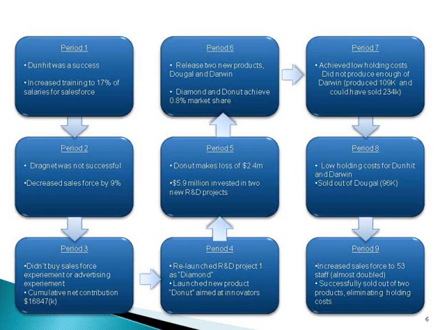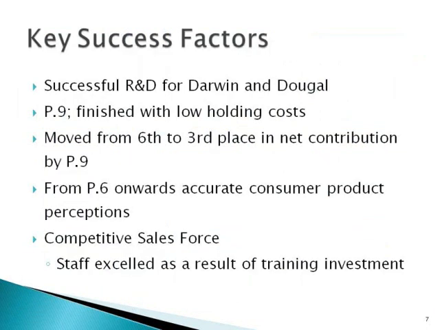In period 9, we increased sales force to 53, almost double the previous figure. We successfully sold out of 2 products, Dougal and Darwin, eliminating holding costs. Our main successes were the launch of a successful R&D project for Darwin and Dougal through the use of the product attribute perception study and the variation in segment ideal point graph. In period 9, we finished with low holding costs. This was a planned inventory strategy to prevent an overproduction of the product to reduce costs.